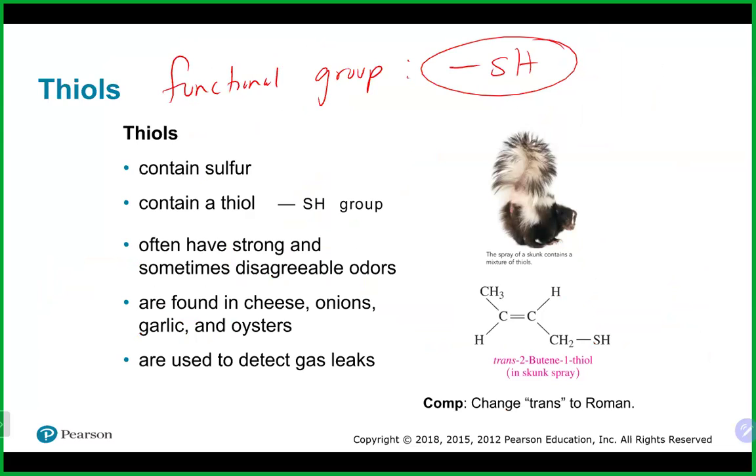All right, so back to thiols, which have a sulfur-containing group, and there's a skunk in the picture, which is not a good smelling thing, I imagine. Because it does have sulfur, it definitely does not have a great smell. They also put that in gas, so you can smell it if there is a gas leak.